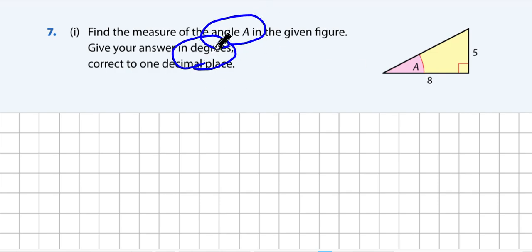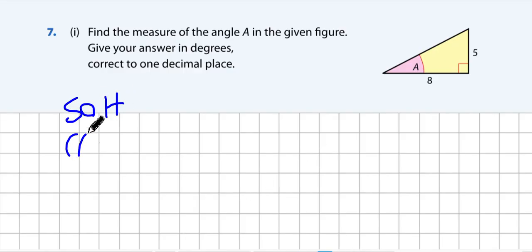Angle question or length question? Angle A, give it in degrees to 1 decimal place. It's an angle question. Next thing. Is it a right angle triangle? Yeah. So therefore we can use SOHCAHTOA, or we can try the sine rule.